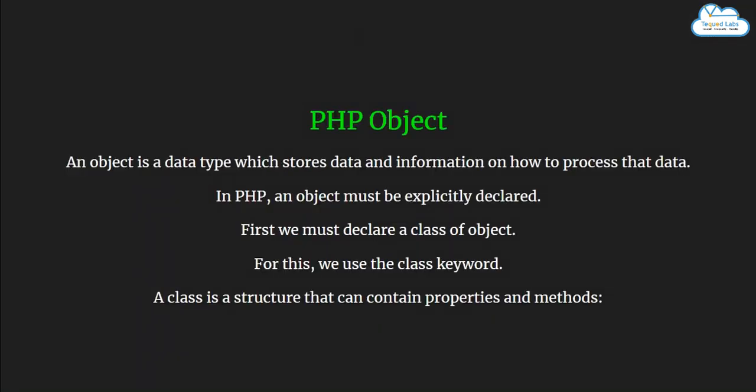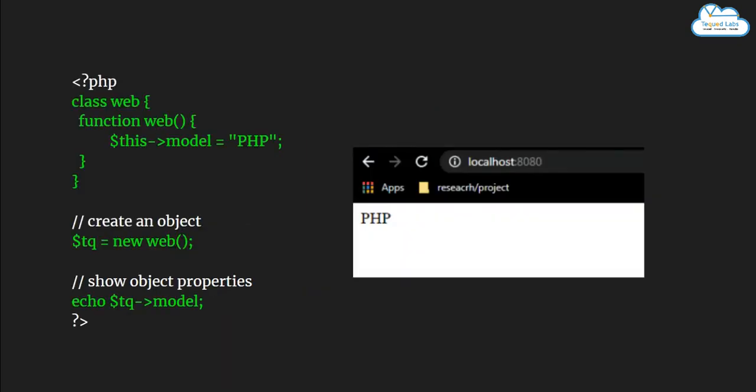Next, how do we actually create a PHP object? An object is a data type which stores data and information on how to process that data. In PHP, an object must be explicitly declared. First we must declare a class, using the class keyword. A class is a structure that can contain properties and methods. Now this is an example of how we create a class and an object.